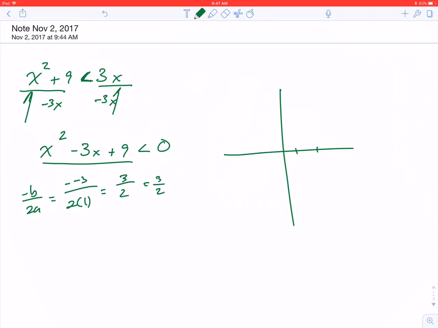There's 1, here's 2. So you go over to 3 halves. Now, where's the y-coordinate? To find the y-coordinate, you plug it back in. That's not a 4, it's a 2. 3 times 3 halves would be 9 halves, and then a 9.